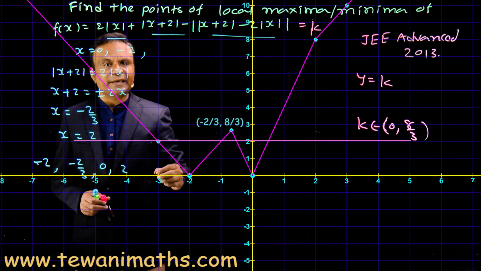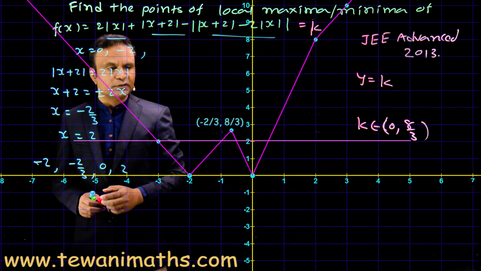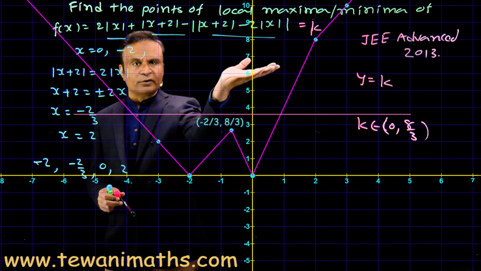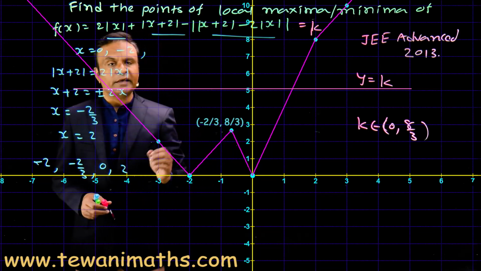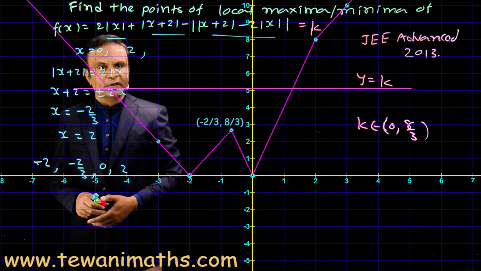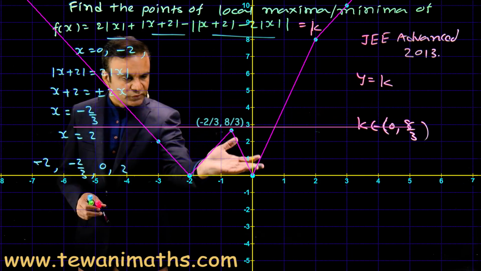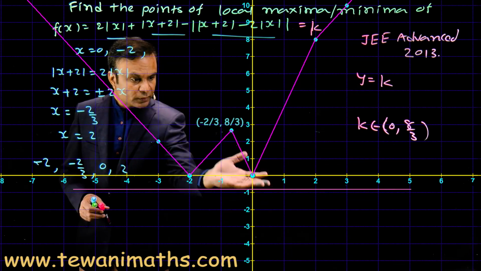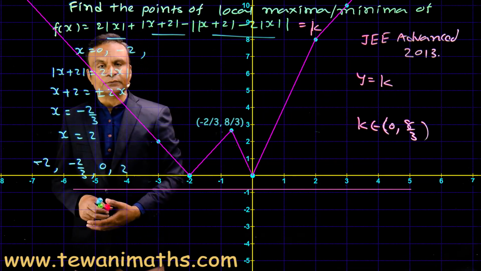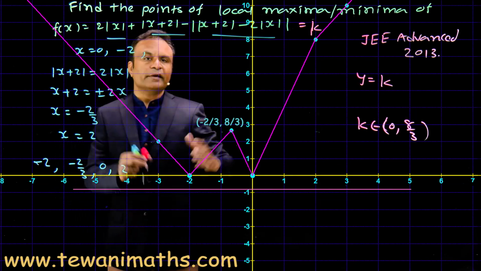If the value of k is greater than 8 upon 3, this horizontal line moves upward, and in that case we will have exactly 2 distinct real roots. And if the value of k is less than 0, this line moves downward below y is equal to 0. In that case we won't have any real root.